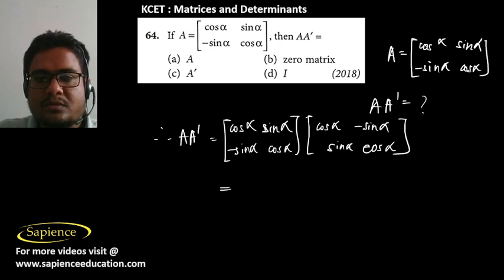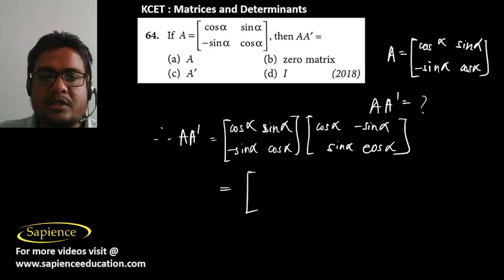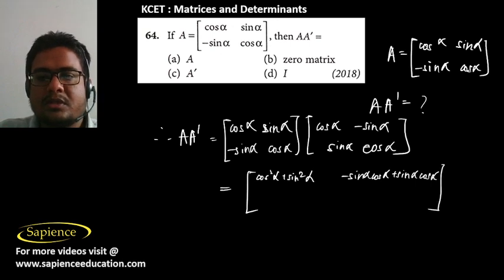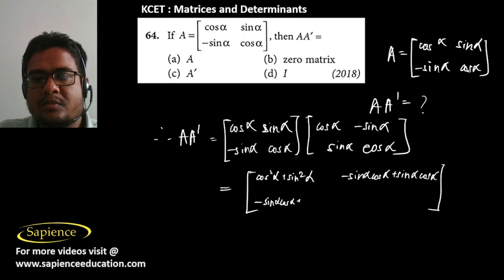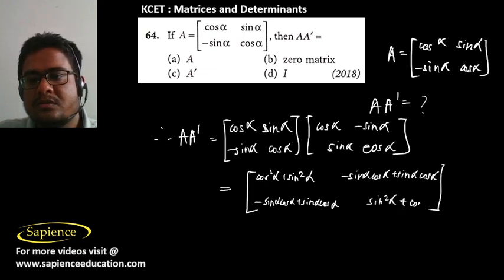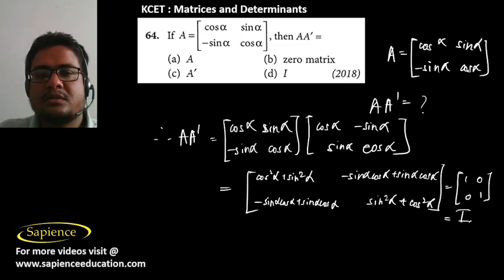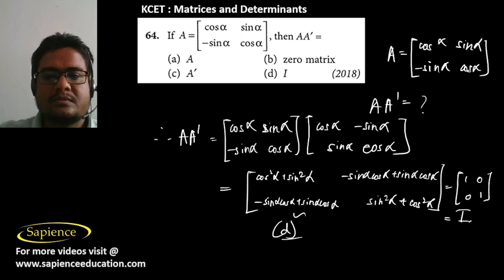So that will be equal to the matrix. We have to multiply the first row with the first column. That is cos square alpha plus sin square alpha. This will be minus sin alpha cos alpha plus sin alpha cos alpha. Then this will be minus sin alpha cos alpha plus sin alpha cos alpha. This will be sin square alpha plus cos square alpha, which is the matrix 1 0 0 1, equal to I. Option D is the correct answer.